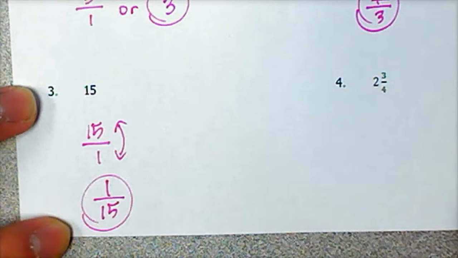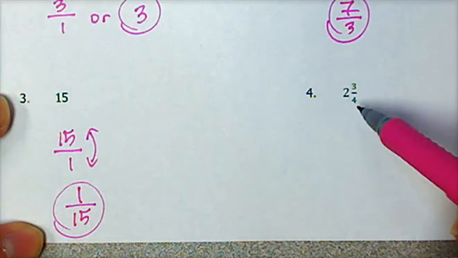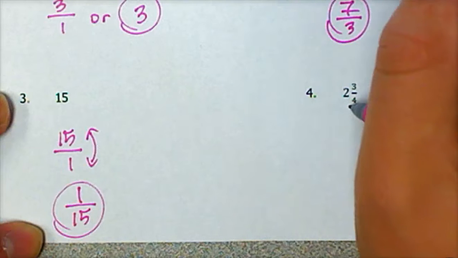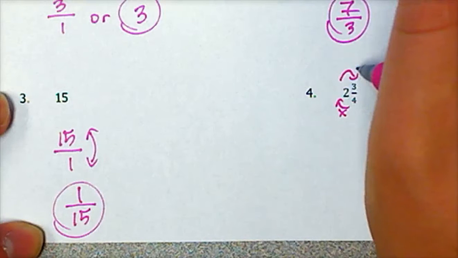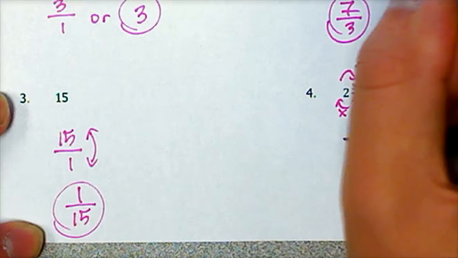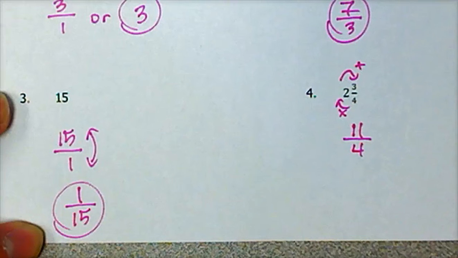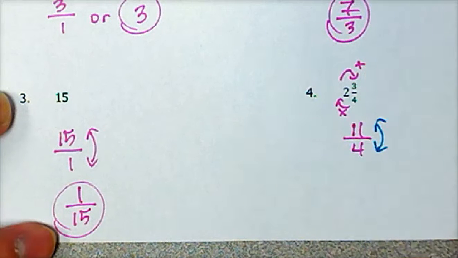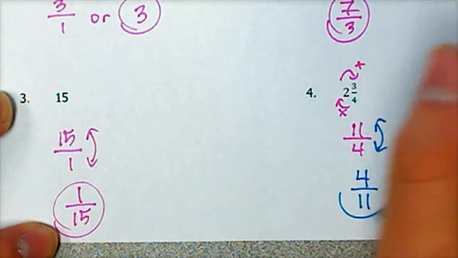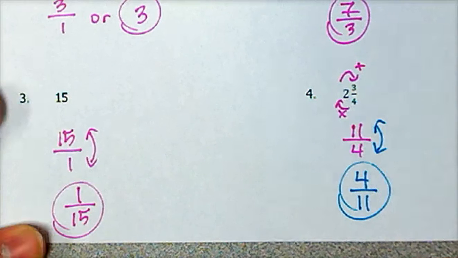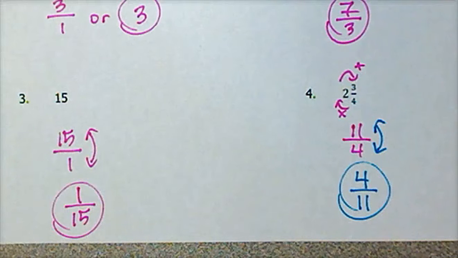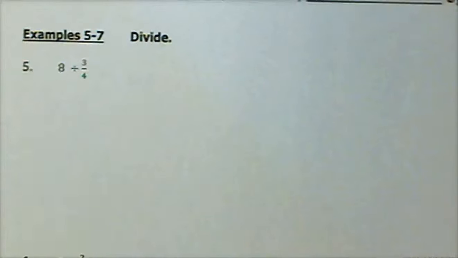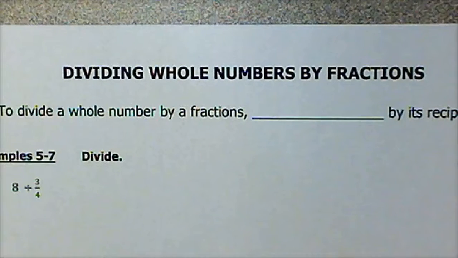And then finally for number 4, we have a mixed number, 2 and 3/4. So the first thing I need to do is change this to an improper fraction. 4 times 2 is 8, plus 3 is 11. So this is 11 over 4 as an improper fraction. And now to do the reciprocal, I flip my numerator and denominator and I get 4/11. The reason why it's important to understand how to find reciprocals is so that you can quickly divide whole numbers by fractions, which is what we're going to do on the back side of your notes.